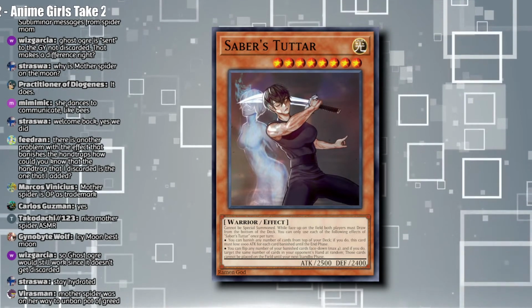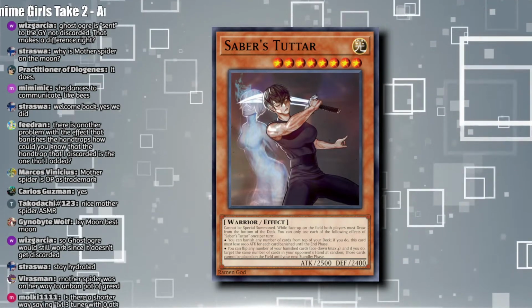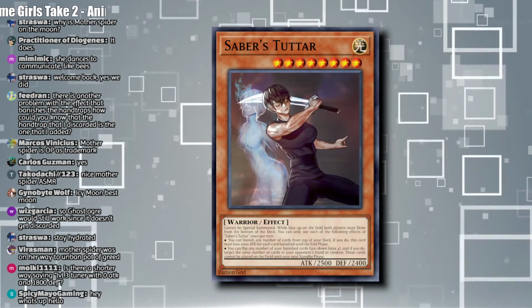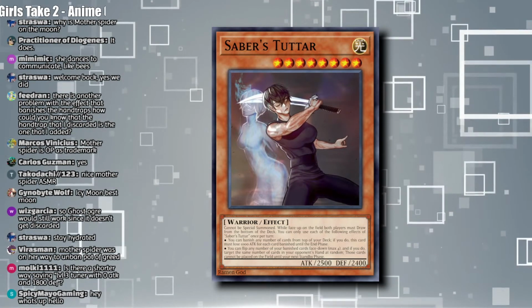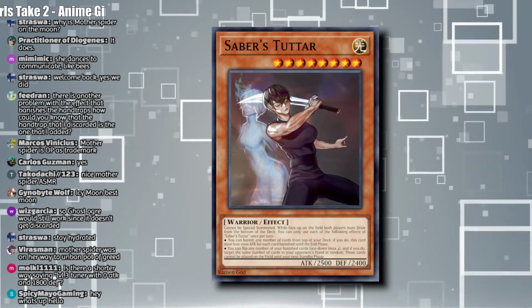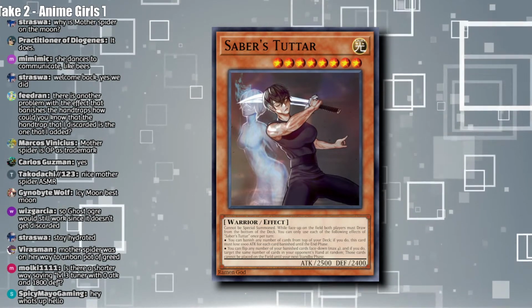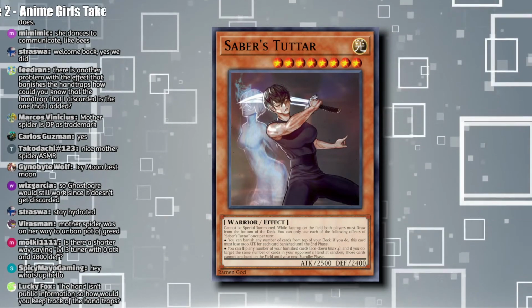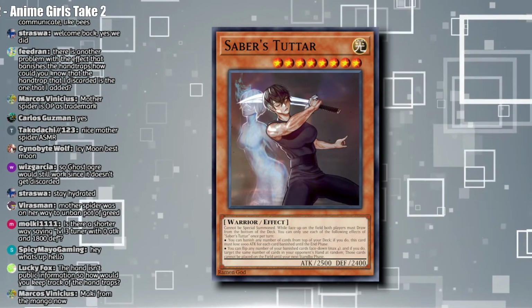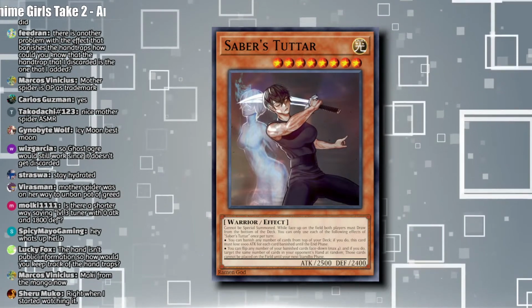Cannot be special summoned. While face up on the field, both players must draw from the bottom of their deck. Whoa. The implications of that. Do you know how many cards allow you to send cards to the bottom of your deck? You can only use each of the following effects of Sabers Tutar once per turn. You can banish any number of cards from the top of your deck, and if you do, this card must lose 1,000 attack for each card banished until the end phase.